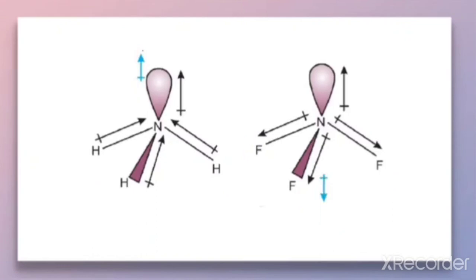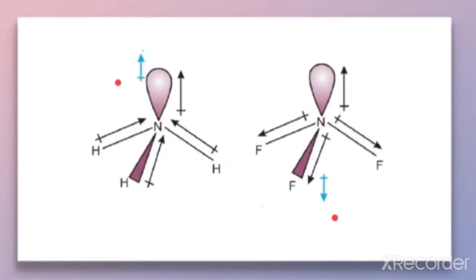So this is shown clearly by giving different colors here. The blue arrow represents the resultant dipole moment, that is the resultant of three bond dipoles. Now look at here, definitely the resultant dipole of three N-F bond dipoles will be greater because fluorine is more electronegative in comparison to hydrogen. So definitely the resultant dipole for this case will be greater than the case of NH3.